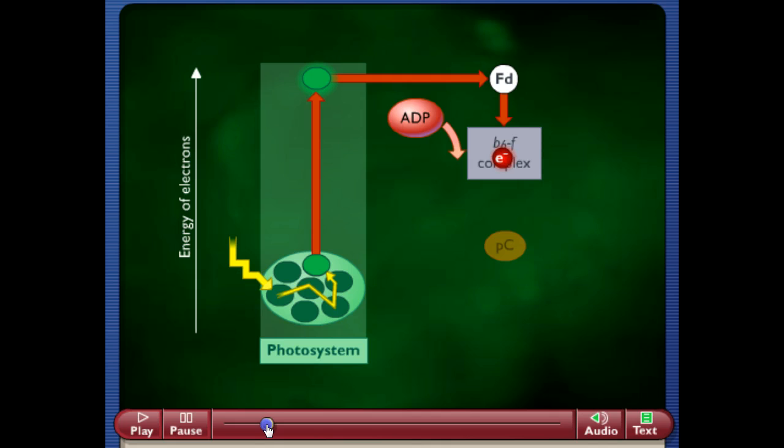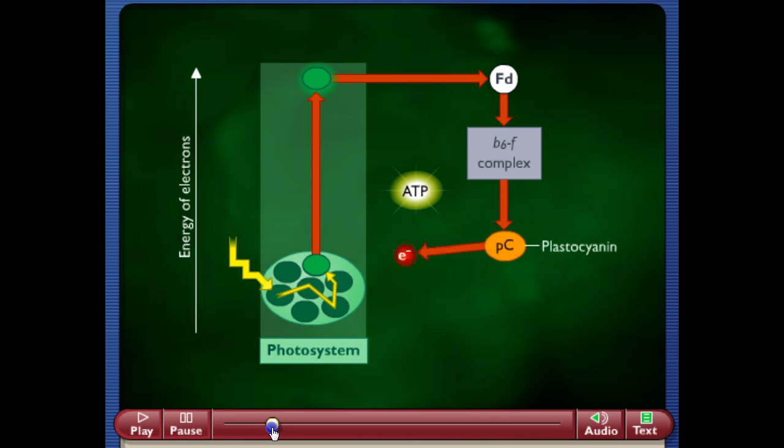B6F complex pumps that hydrogen and reunites ADP with phosphate. So again, you get that phosphorylation just like you do with two reaction centers. And then plastocyanin now, which is now an electron carrier in the electron transport chain, passes that electron back to the reaction center.